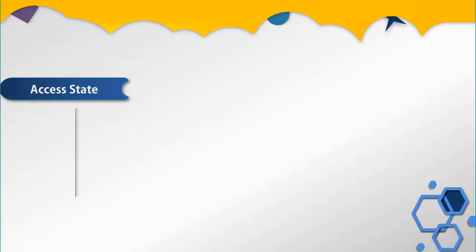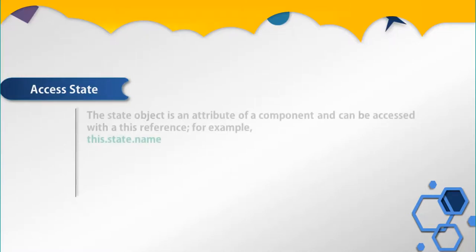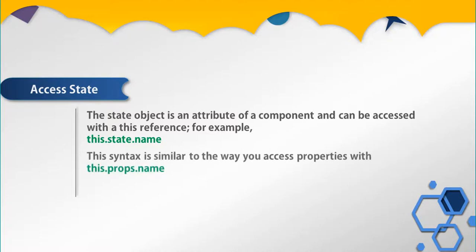Let's understand how to access state. The state object is an attribute of component and can be accessed with a this reference. For example, this.state.name. So using this statement, we are creating a property called name. This syntax is similar to the way you access properties with this.props.name, right? Now, let's understand what is the difference between state and properties.